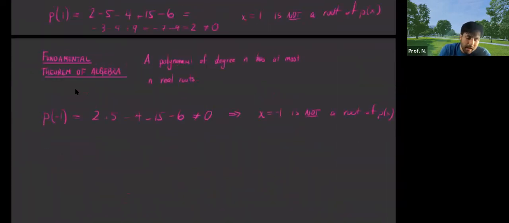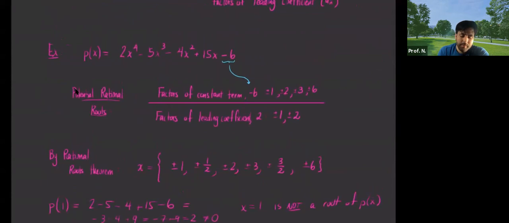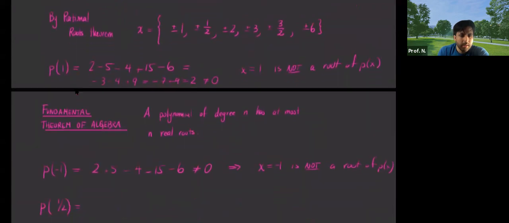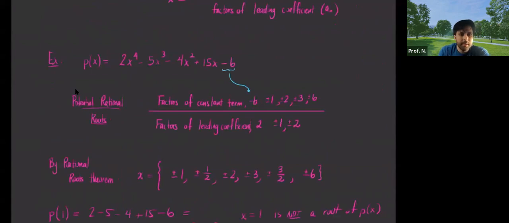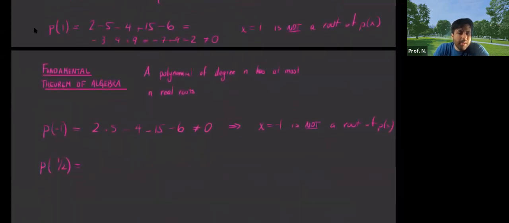Now what happens when we plug in a half? Do you see the complication now? Because when you plug in a half, you have to square it, cube it, raise it to the 4th power. And then think about checking 6. I'm going to do 6 to the 4th, 6 cubed. These are big numbers. So the question now is, is there a better way to check?